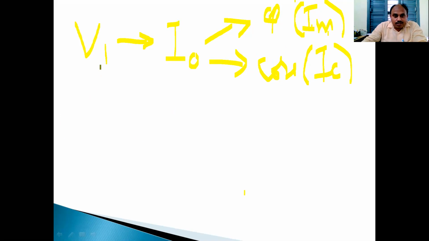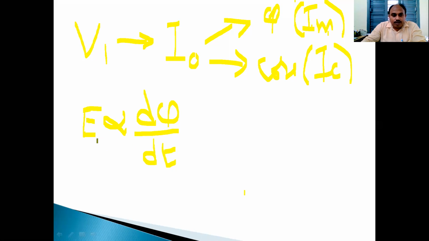Next, if you apply alternating voltage, that produces alternating current, and that current produces alternating flux. According to Faraday's law, the induced EMF is proportional to d phi by dt. This flux is common for both the windings. So the EMF induced in the primary winding, E1, is equal to some constant k, with a minus sign because of Lenz's law: induced EMF always opposes the cause of its production. So E1 equals minus k times the derivative of the flux.